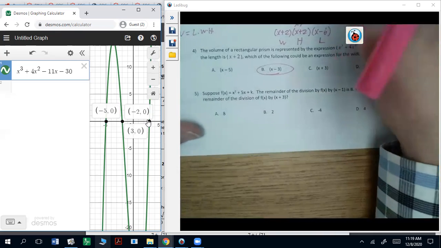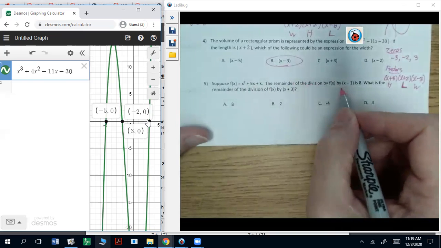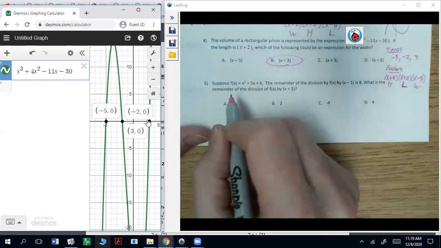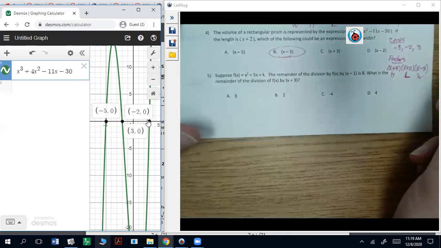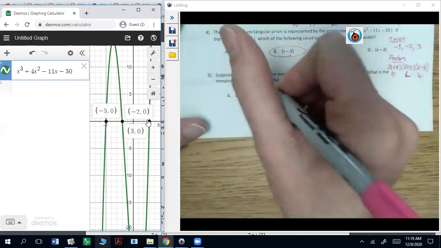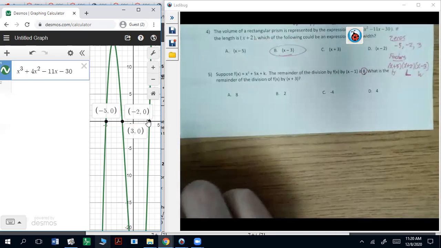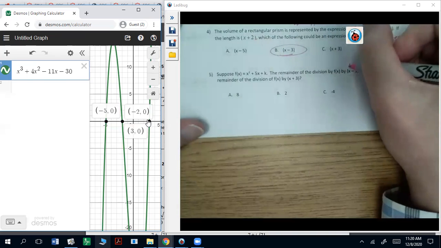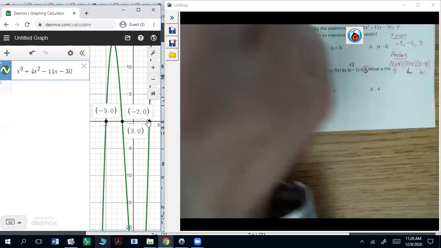Suppose f of x equals x squared plus 5x plus k. The remainder of the division by x minus 1 is 8. What's the remainder of the division by x plus 3? So I use the remainder theorem. So I know that if I plug in 1, my remainder is going to be 8.